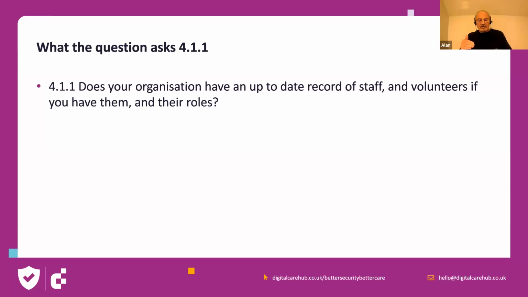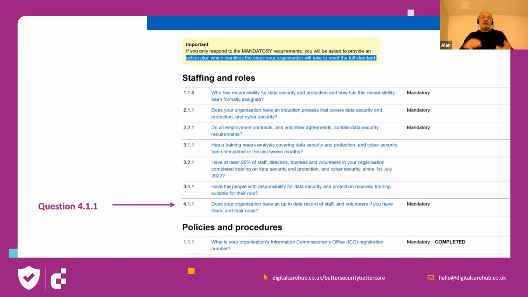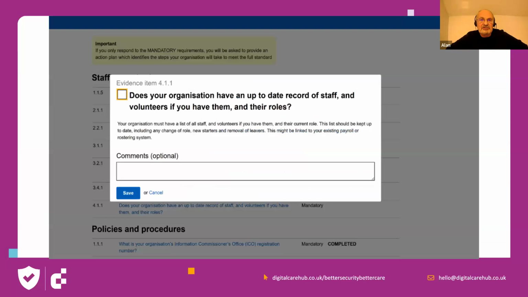And in the toolkit, you can use the comments box to describe where the records are kept. So it's a tick box question, so you would tick the box and then indicate in the comments box where that particular record might be kept. If we have a look at where this particular question sits in the toolkit, it's question 411, and you can see it's at the bottom of the staffing and roles section. And you can see it is also a mandatory question. So click on the box, it will open up the full question.